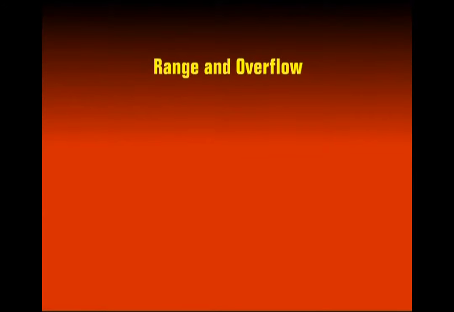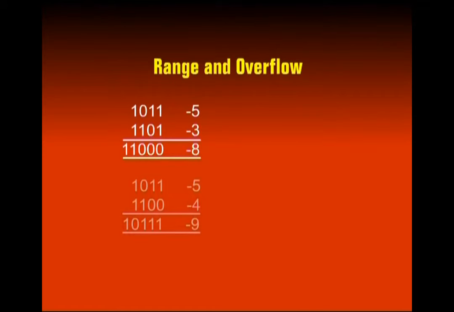Let's have a look at some examples which help us in determining if an overflow has occurred in the case of 2's complement number representation. Considering the 4-bit 2's complement representation, the maximum negative number which we can represent is minus 8. So let's add minus 5 and minus 3. The answer is minus 8. As you can see, the 2's complement binary representation is 1, 1, 0, 0, 0. If you discard the carry, the answer is 1, 0, 0, 0, which in fact correctly identifies minus 8 in its 2's complement form.